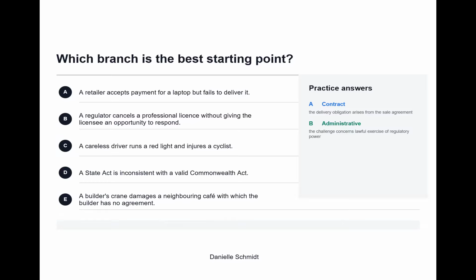C, a careless driver runs a red light and injures a cyclist. This would be tort law. The driver owes a law-imposed duty of care to the cyclist and other road users. D, the state act is inconsistent with a valid Commonwealth Act. This would be a constitutional law issue, and we know that Section 109 of the Constitution governs the Commonwealth state inconsistency. E, a builder's crane damages a neighbouring cafe with which the builder has no agreement. E, this would again be tort. No agreement is needed for a duty concerning foreseeable harm.